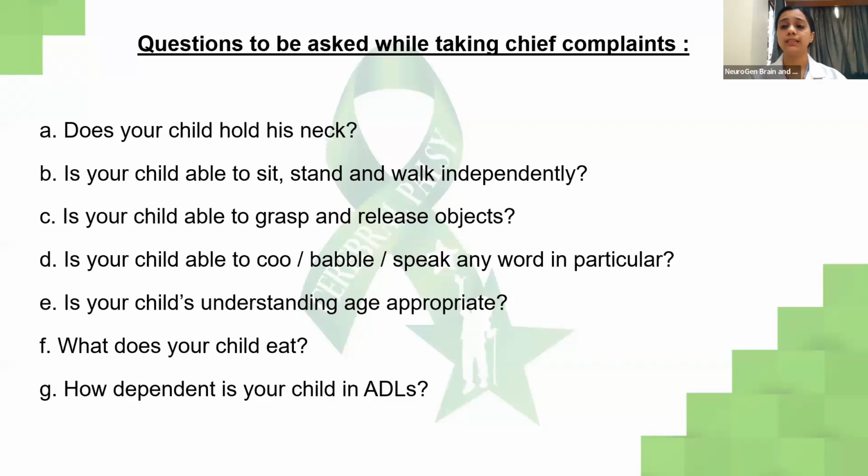And is your child's understanding age appropriate? And how dependent is your child? These are the questions which can be asked in the chief complaints.